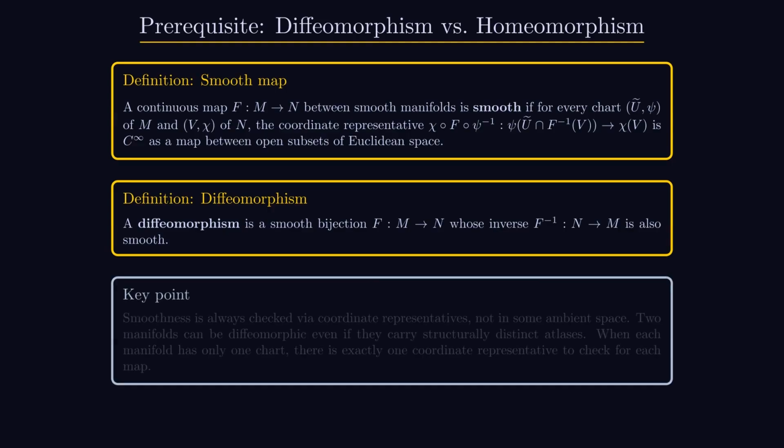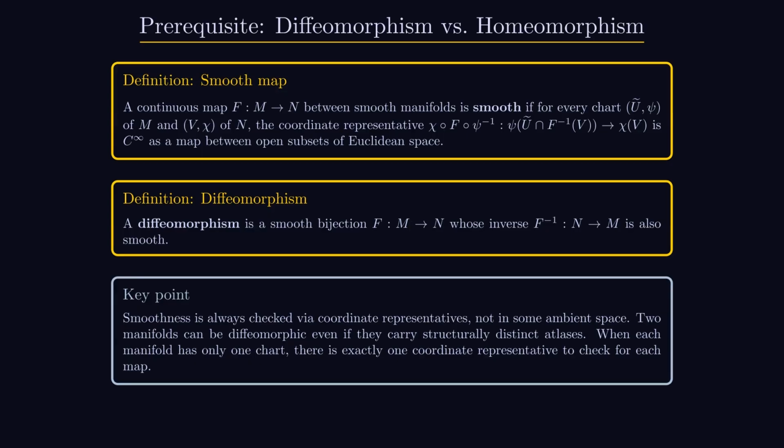The critical point for this problem is that when each manifold carries exactly one chart, there is exactly one coordinate representative to compute for each of F and F inverse. The computation is therefore fully explicit, and we will see that both representatives reduce to the identity. The next slide fixes the specific map F and writes down the two coordinate representatives to be computed.